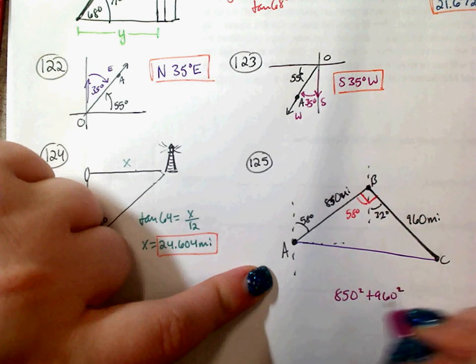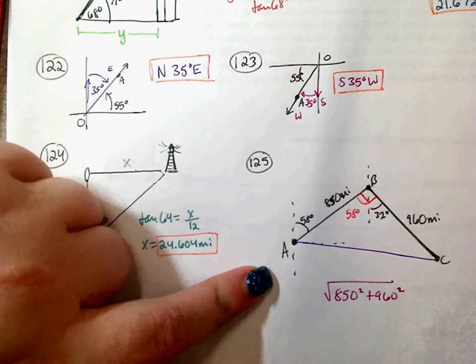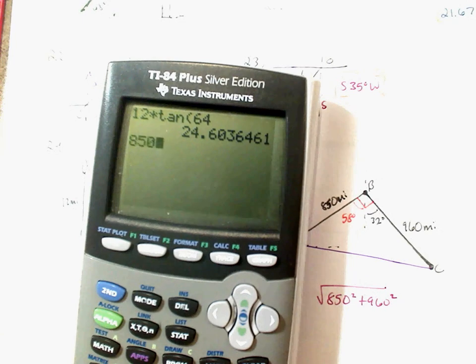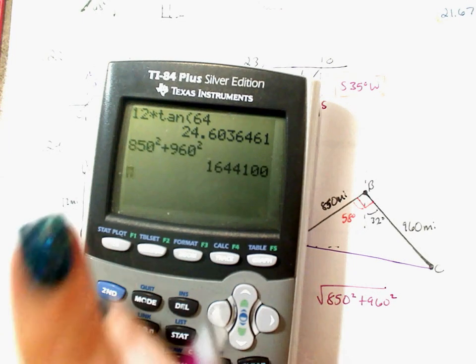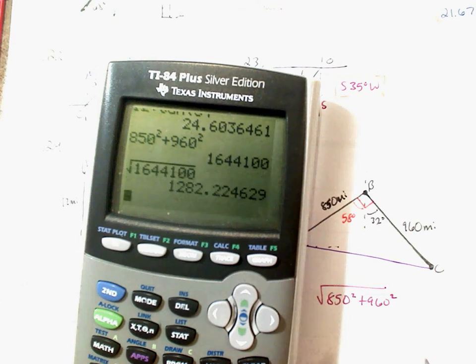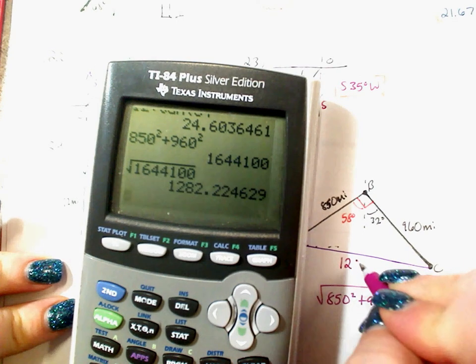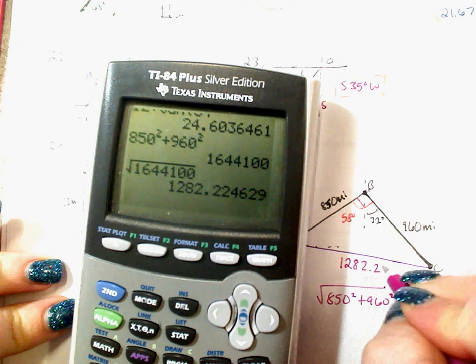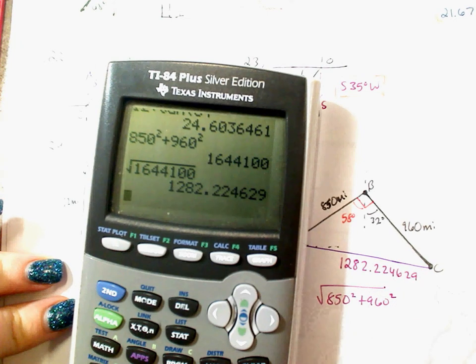850 squared plus 960 squared is 1,282.224629. To 3 decimals, I would say 1,282.225. That's part A.